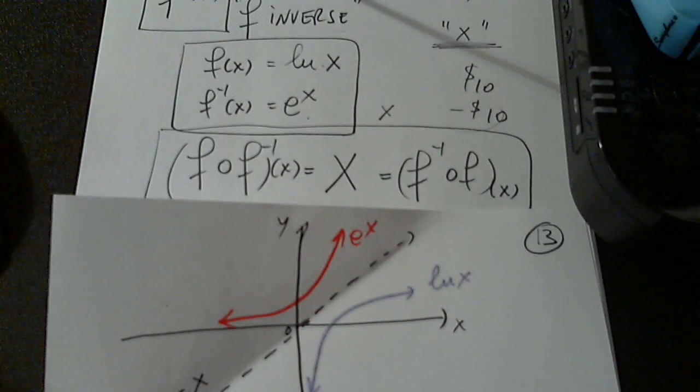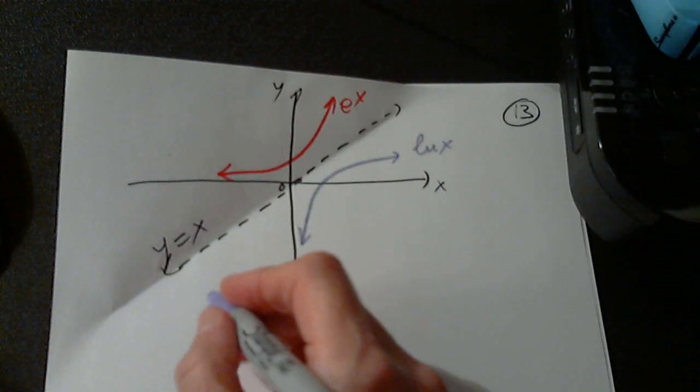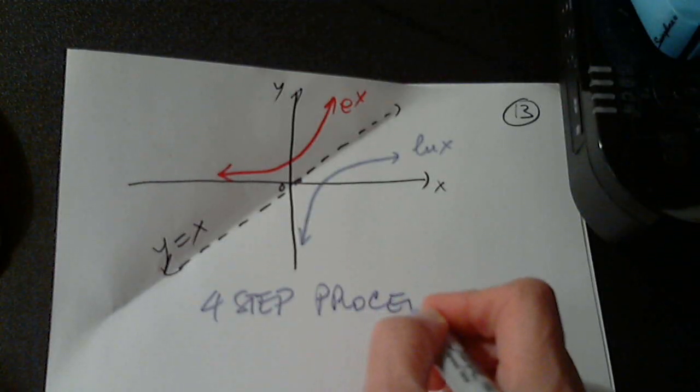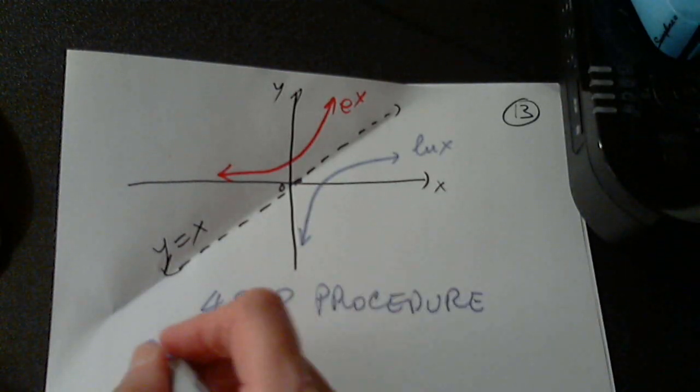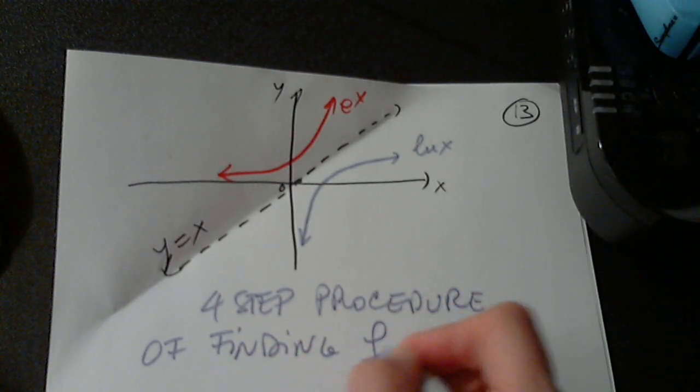So please always remember, when we graph the function and its inverse on the same coordinate system, we have to graph y equals x first. Okay. Any questions? There is a four-step procedure of finding f inverse.